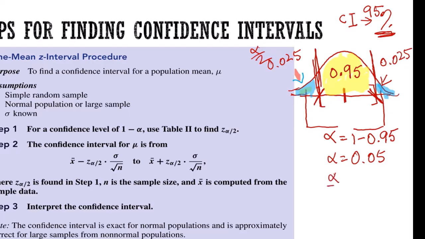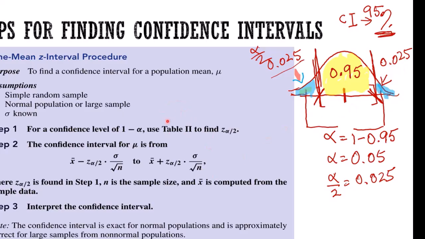We just took our alpha and divided it into two equal parts and we got 0.025. So far we have only found alpha by 2, which is 0.025. We have to find the z value corresponding to an area of 0.025 on the left hand side, as well as the z value at the upper end of our interval whose area to the right is 0.025.